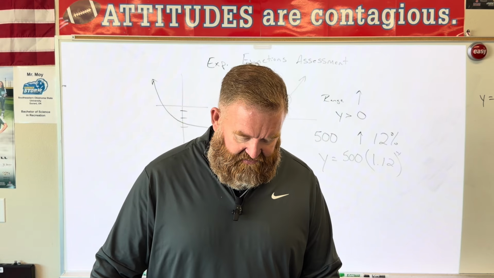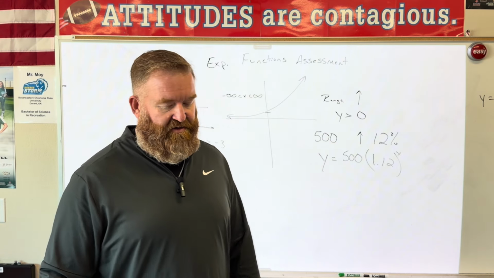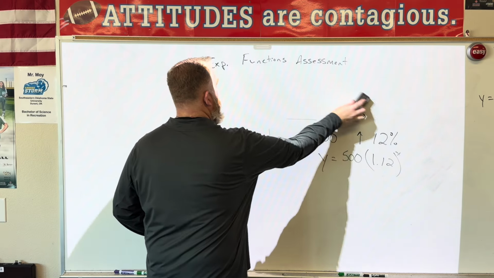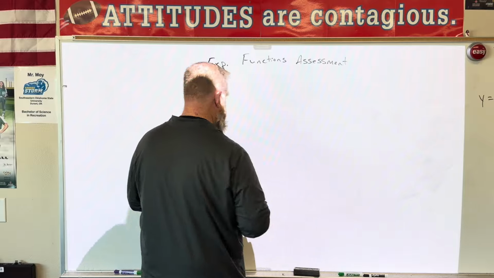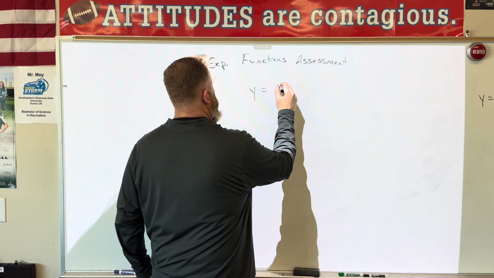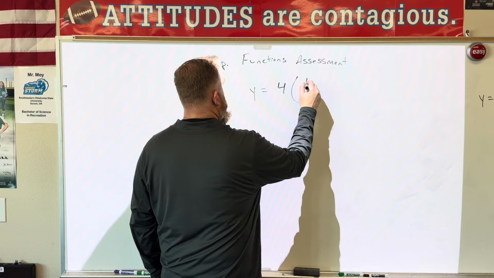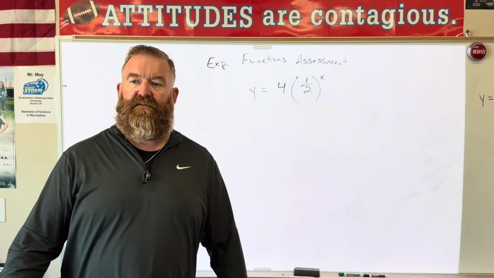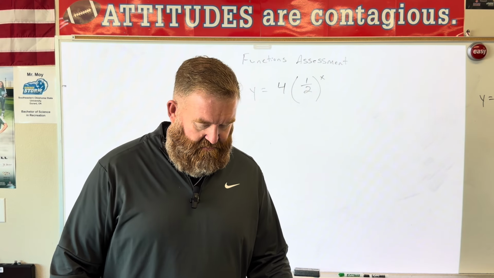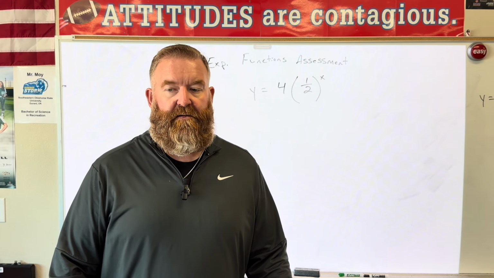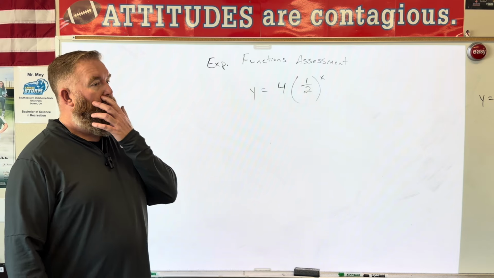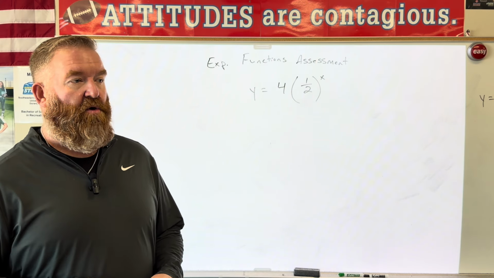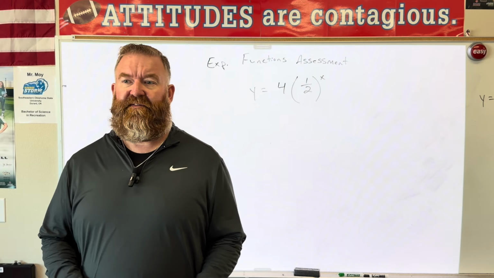Identify the y-intercept and the horizontal asymptote. Okay, so that one you're going to have to graph. You guys have a calculator? It's going to look like this. Y equals 4 times 1/2 to the X. Go to y equals and hit graph. Now, if you don't want to do 1/2, what could I do instead in the middle? Or just 0.5. Just put 0.5.